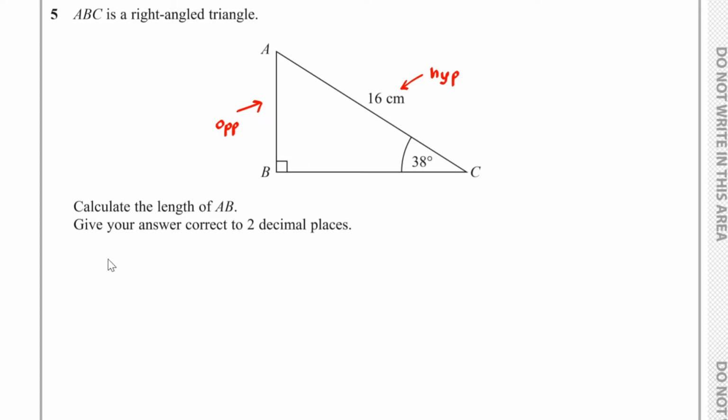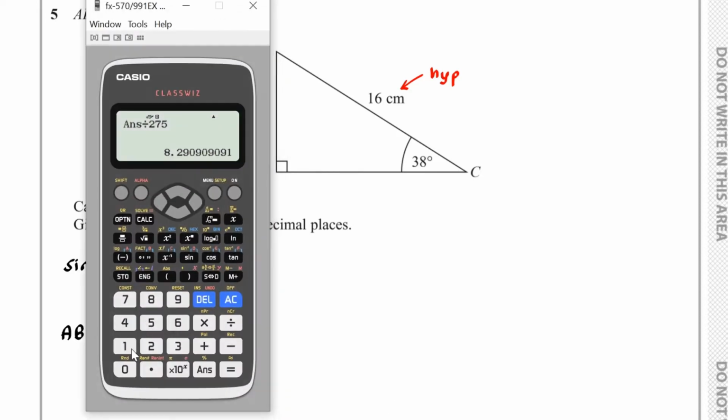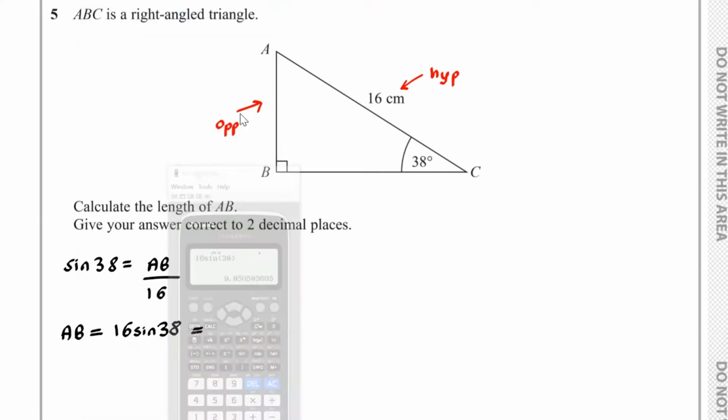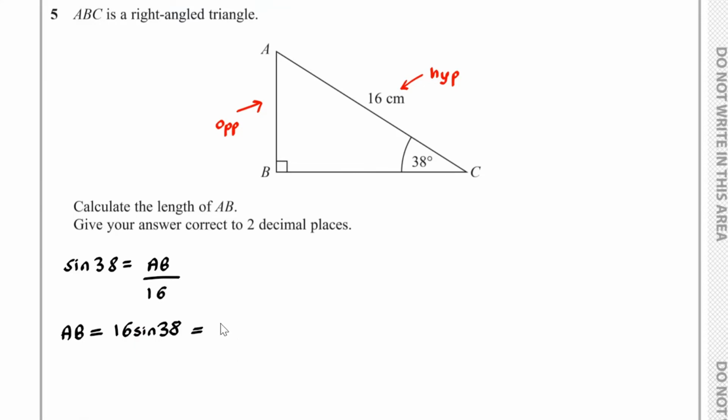So we have over here sine of 38, that's equal to the opposite, which is AB, over the hypotenuse, which is 16, and we can therefore work out what AB is. AB is equal to 16 times the sine of 38, and if we work all of this out, 16 times the sine of 38 degrees, that's equal to 9.85 to 2 decimal places. So we have 9.85 centimeters to 2 decimal places.